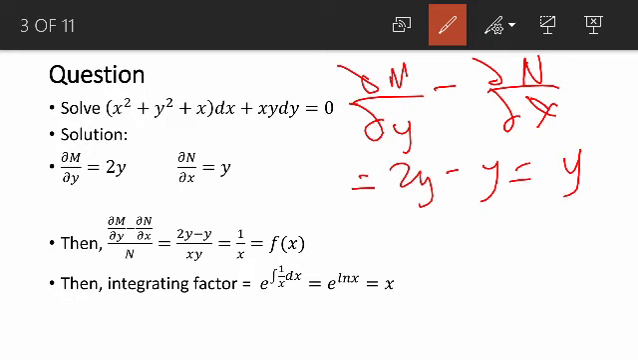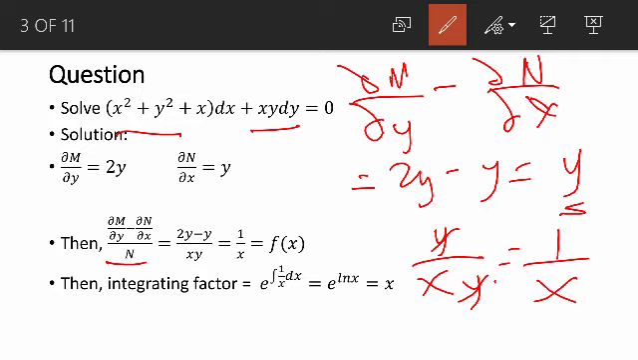Now you compare this with your M and your N to see which one will give you either a function of x or a function of y. When we divide y by N, where N is xy, y cancels y and that gives you 1 over x, which is a function of x. Since that gives us a function of x, we can now introduce an integrating factor, which is e to the integral of 1 over x. The integral of 1 over x is ln x, and e to the ln x is x.